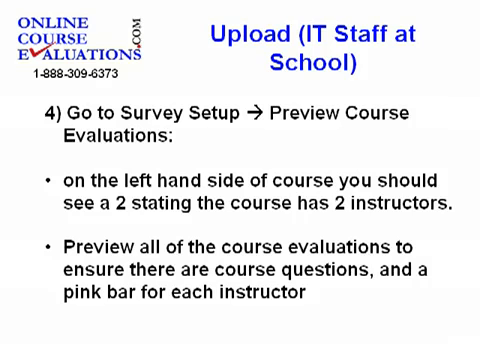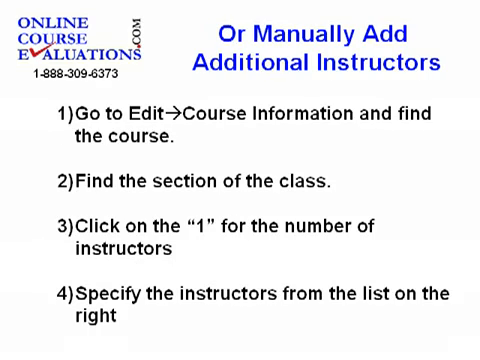Then when you preview the course evaluations, you should see the course-related questions, then a pink bar, then Frank's questions, then a pink bar, then Bob's questions in this example. We recommend that if you have less than 30 additional instructors and aren't automating the upload process, you just manually add the additional instructors after you've done the initial upload.